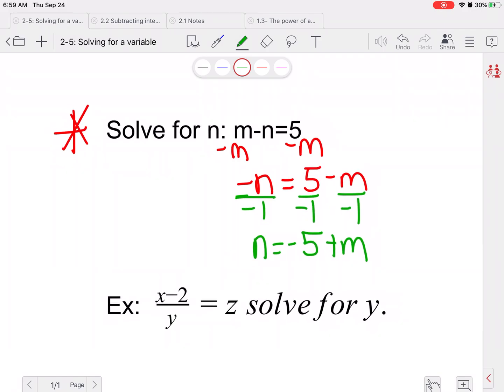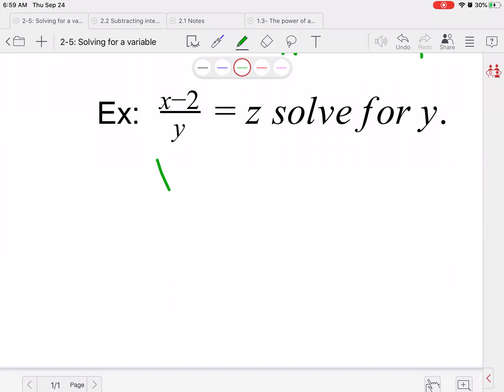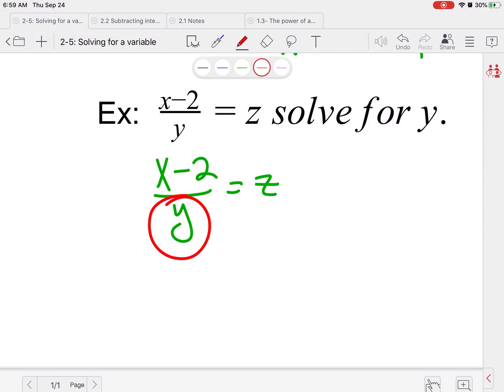All right, let's go ahead and try this last one here. This one's a little bit more complicated. So we have x minus 2 over y, I'm going to rewrite it so I have plenty of room, equals z. And I need to solve for y. If what you're solving for is in the denominator, we first need to get it in the numerator. And we're going to do that by multiplying both sides by y.